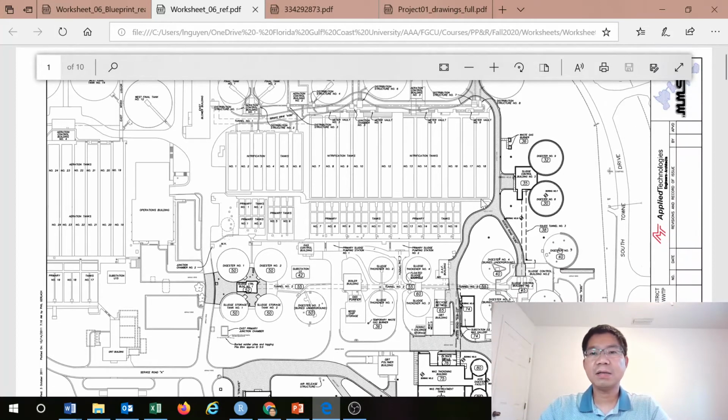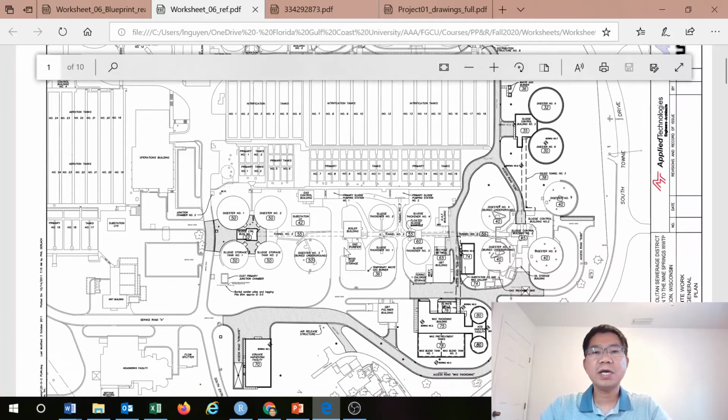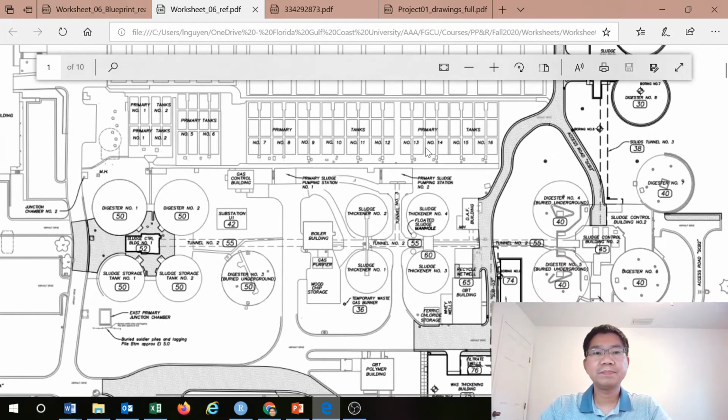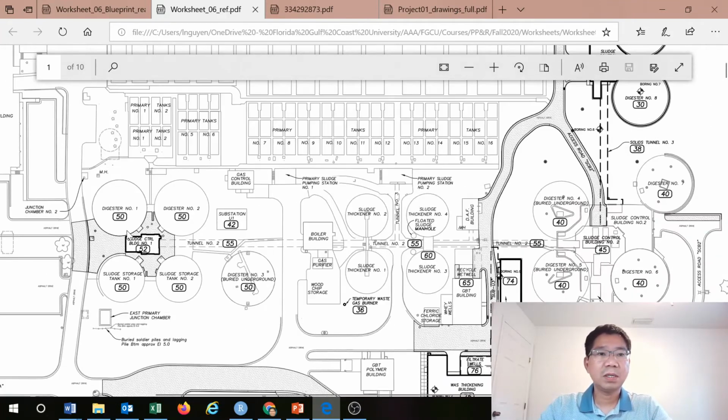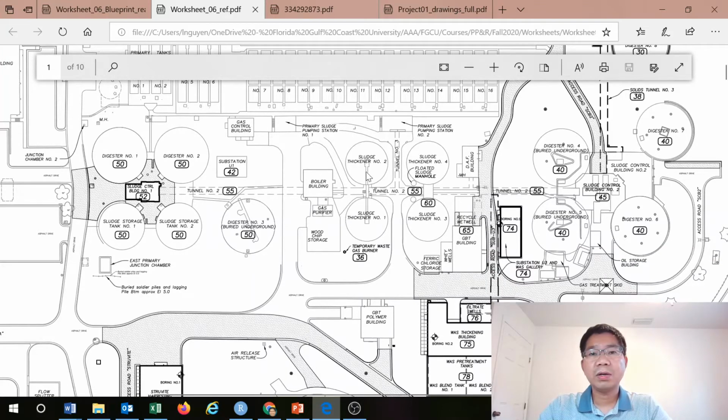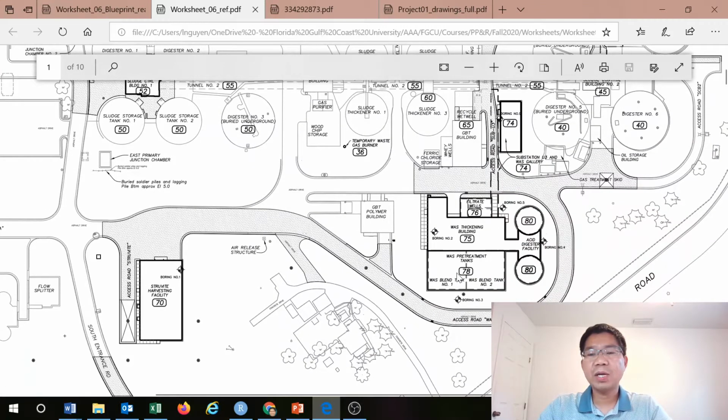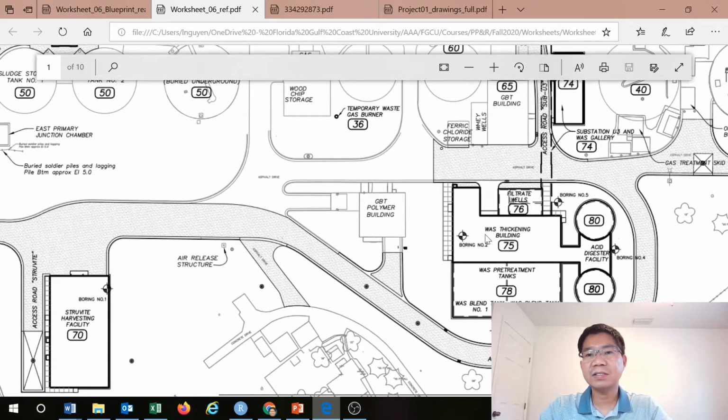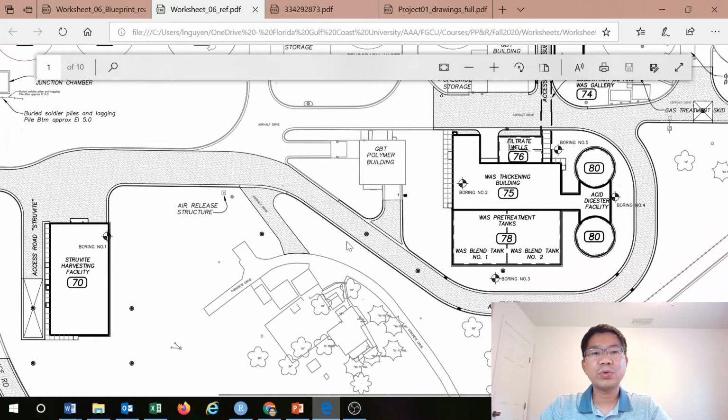As you can see, there are many items in here, and they also number the different items. The item that we are looking at is this area, 75, 78. So what is 75, 78 here? 75 is the thickening building, WAS wastewater pre-treatment tanks. That is the one we do for this video, and the worksheet for today is to do the quantity takeoff.